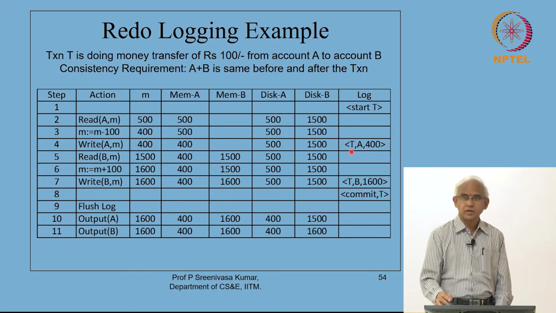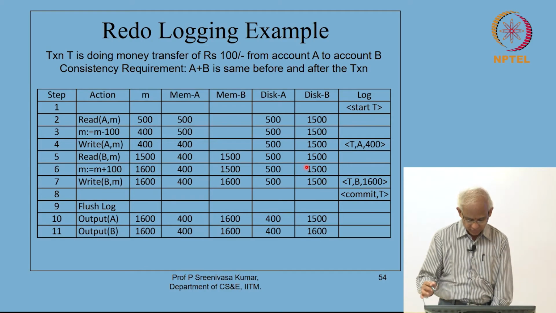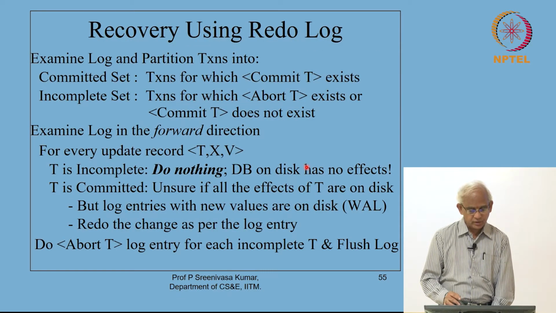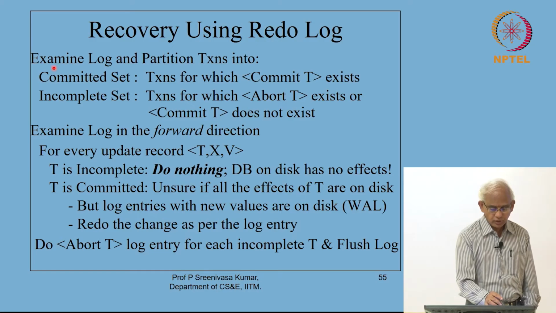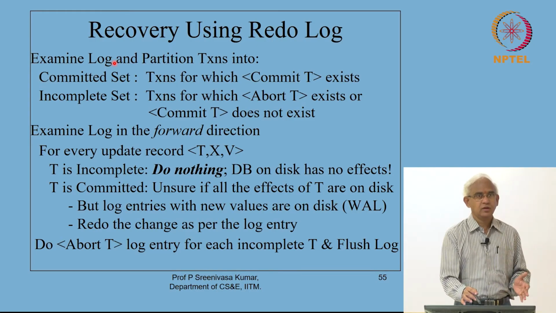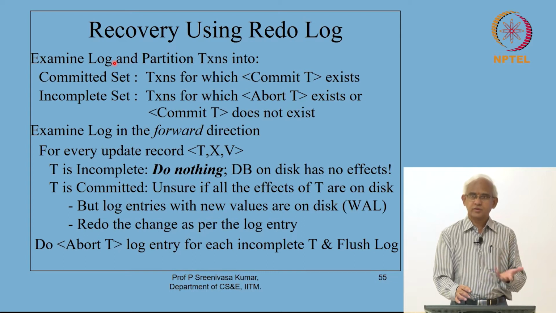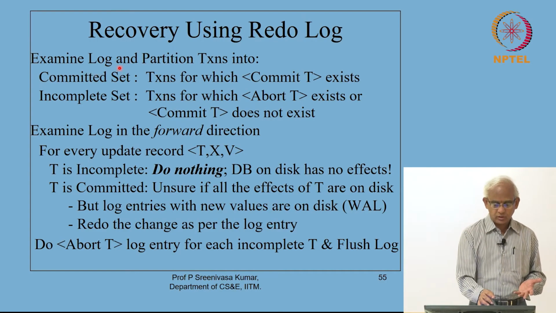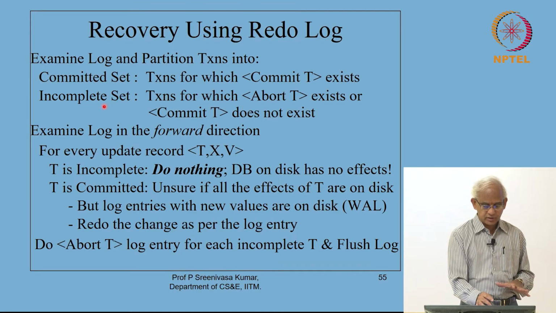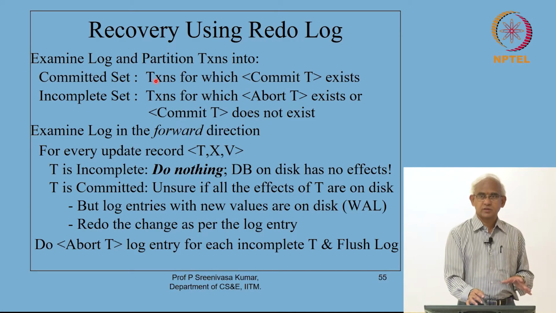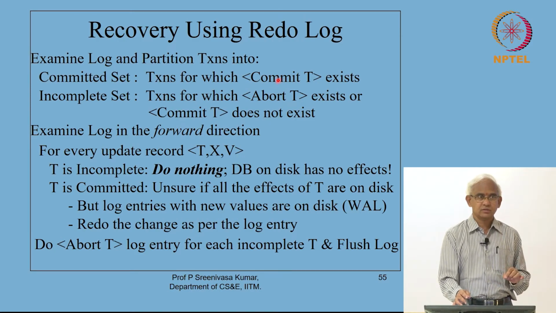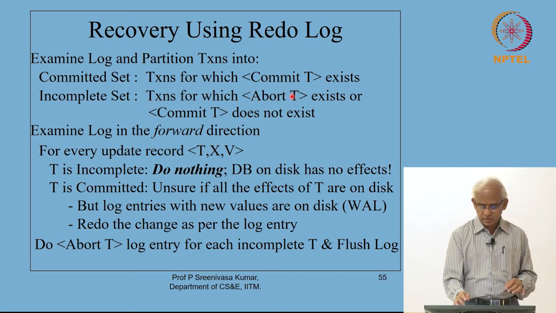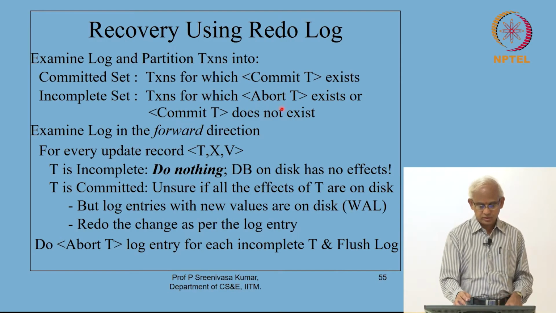Now, let us also look at the various failure scenarios and see how exactly we will recover. So, the recovery method is like this. If a crash occurs, the recovery module is the first one that gets control of the system. It will open the log file, examine the log, and partition the transactions into two sets, the committed set and the incomplete set. The committed set is the transactions for which commit T exists on the log. For the incomplete transactions, either abort T exists or commit T does not exist. So, we will partition them like that.